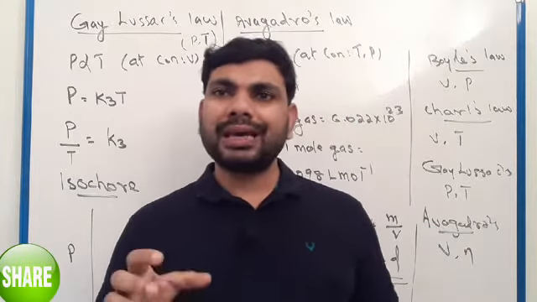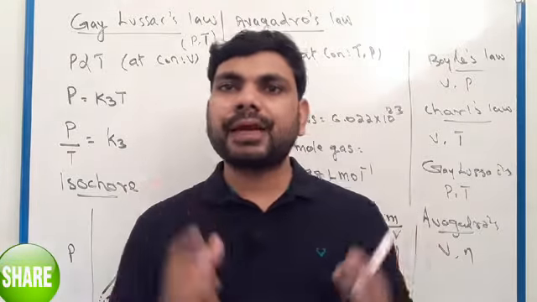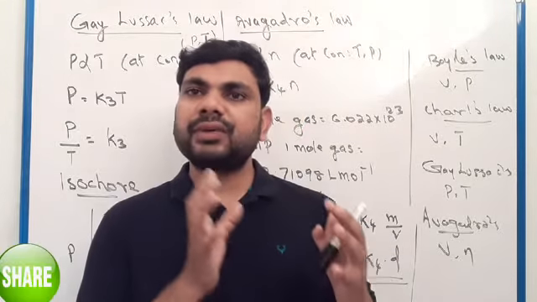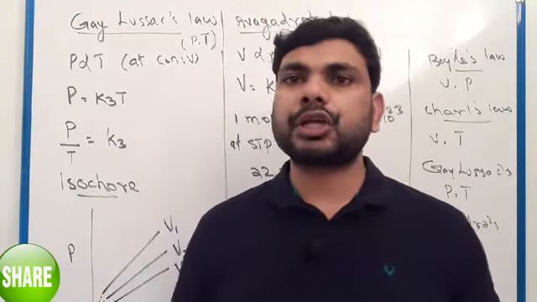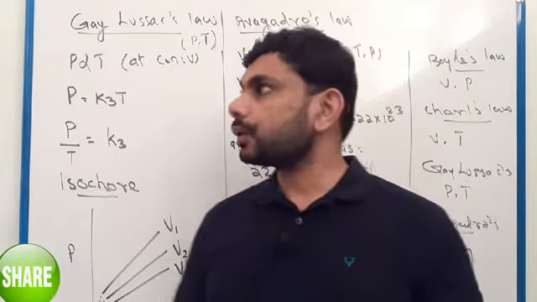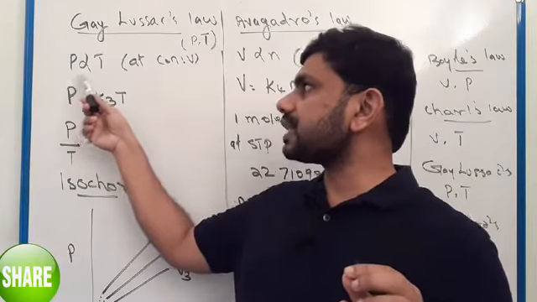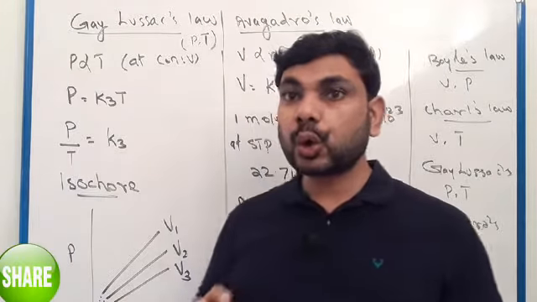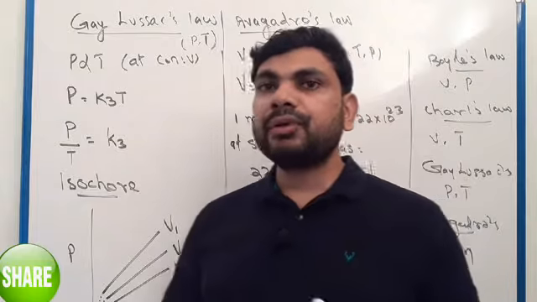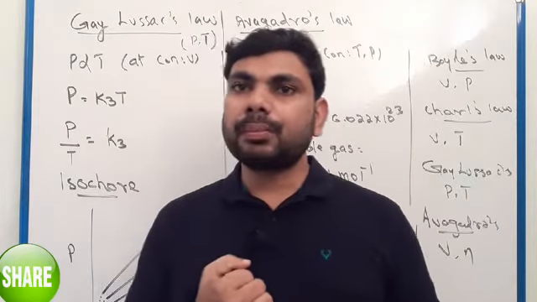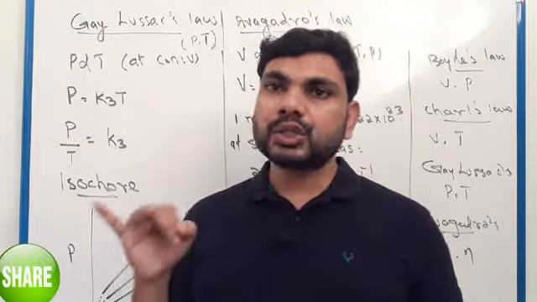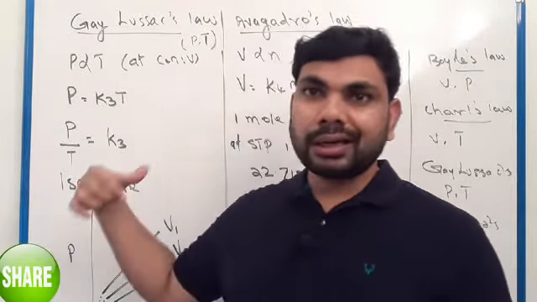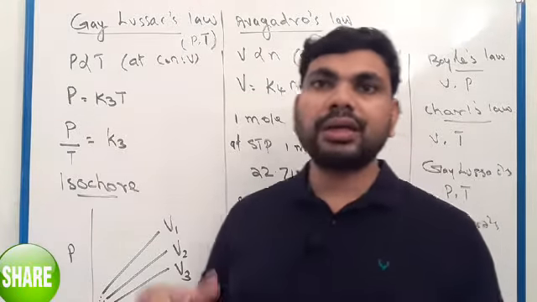According to Gay-Lussac's law, the pressure of a given mass of gas, or a fixed amount of gas, is directly proportional to temperature at constant volume. This is an isochore. We already discussed the isotherm for Boyle's law, the isobar for Charles's law, and the isochore for Gay-Lussac's law.